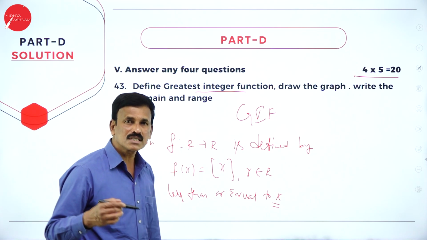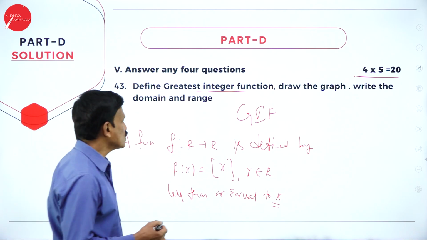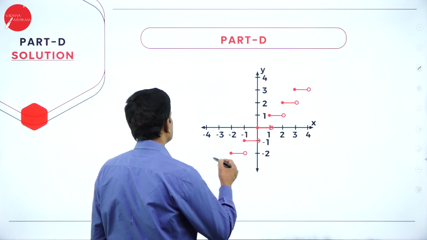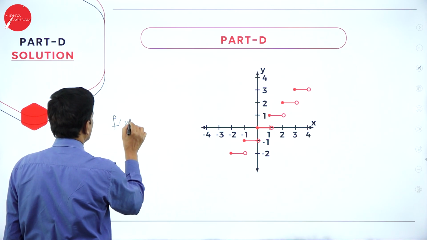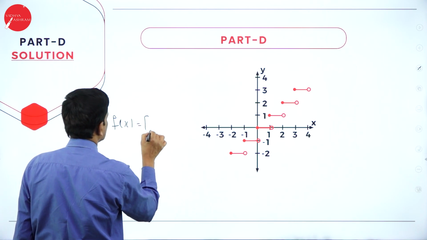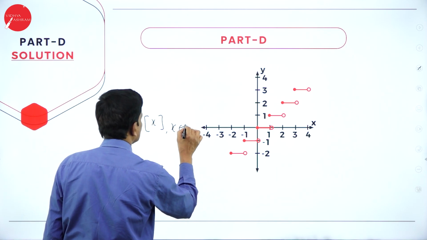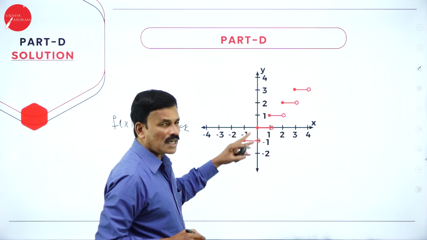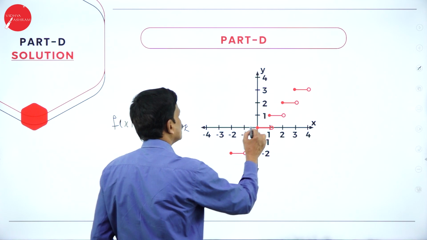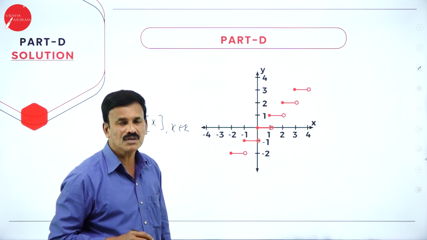This is also called the step function because the graph seems like steps. So this is the graph for the greatest integer function. Therefore, the greatest integer function is f of x is equal to [x], x belongs to R. So this is called the step function. The graph of the greatest integer function is just like a step.